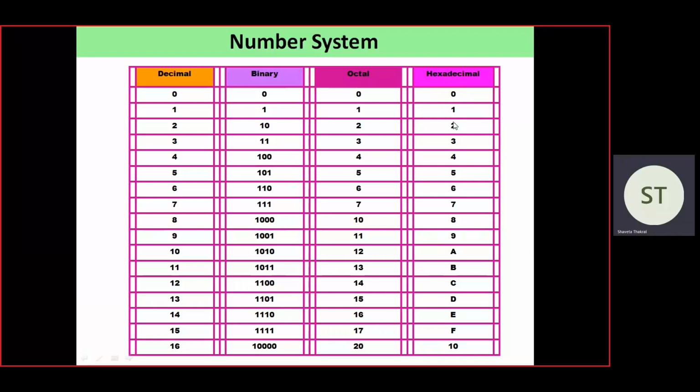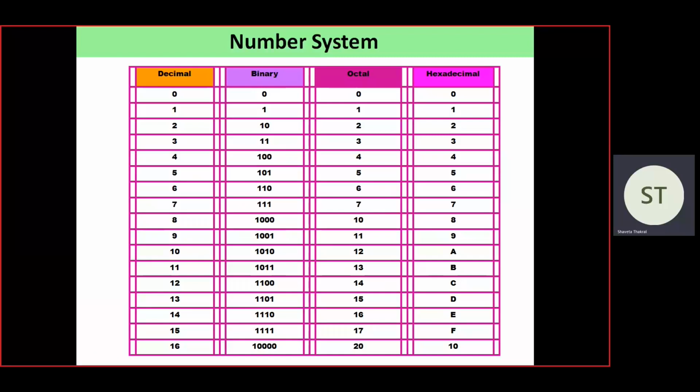It will be 10, 11, 12, 13, 14, 15, 16, 17, 18, 19, then 1A, 1B, 1C, 1D, 1E, 1F. After F again there will be 0 and the carry becomes 2. So counting goes from 20 to 2F, then 30 to 3F, then 40 to 4F. Counting goes like this. So in this way we have covered the basic introduction of number system.